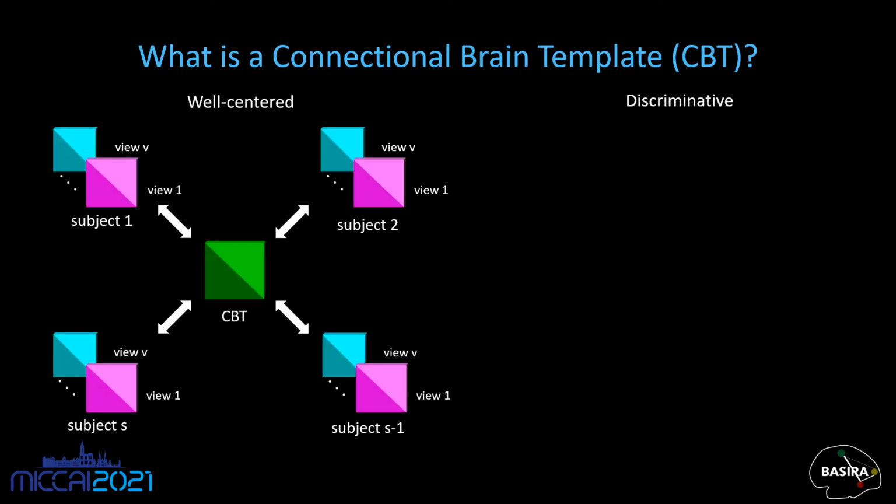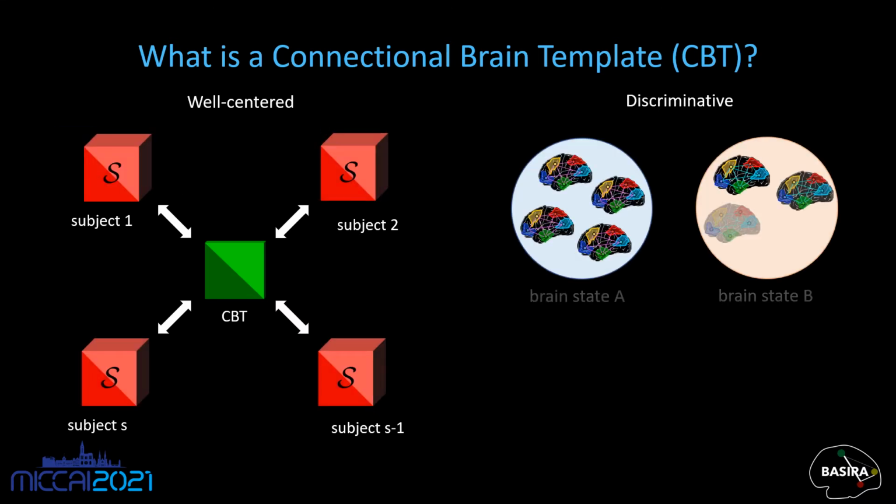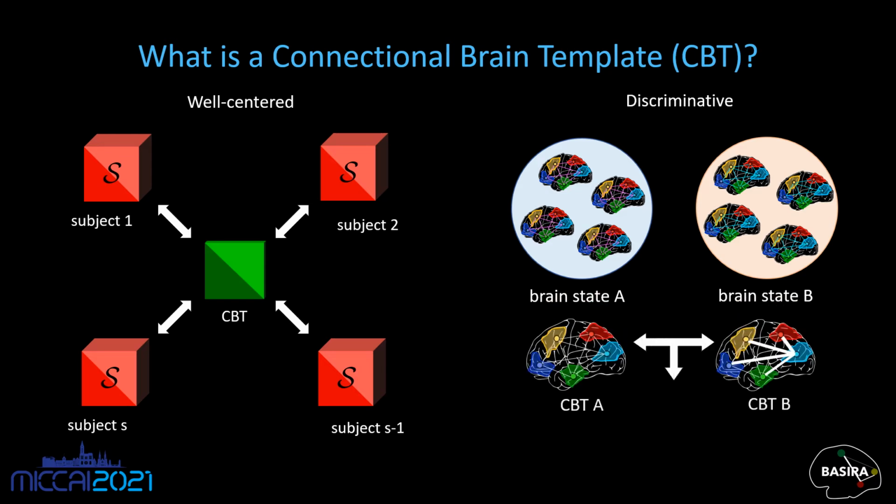We represent CBT and each view of the subject as symmetric adjacency matrices. After we stack these adjacency matrices of views, a subject is represented by a tensor. In terms of discriminativeness, let us have two different populations with different brain states. Let's say A and B. After we integrate each population into a CBT, we can compare overall differences and easily determine the distinctive connectivities or regions.